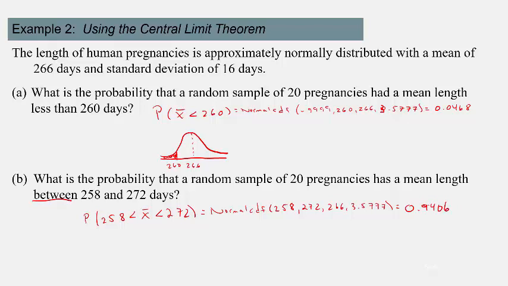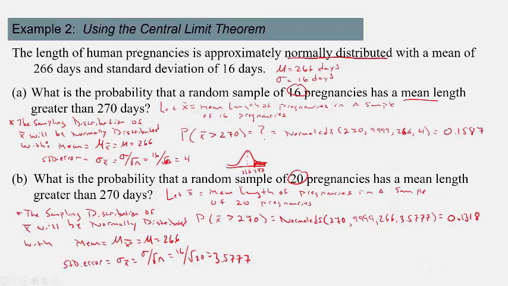All right, class. So remember, just procedurally, the only difference really compared to the previous section is you're dividing the standard deviation by the square root of n, and that gets you the standard error of the sampling distribution of the sample mean.